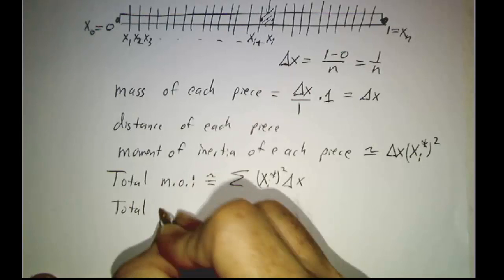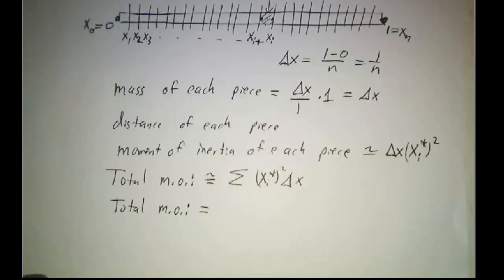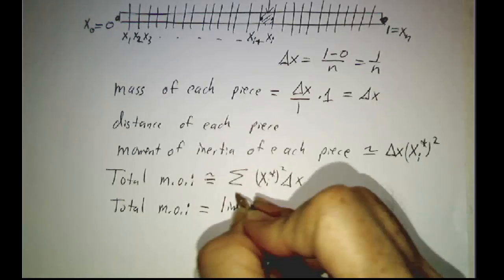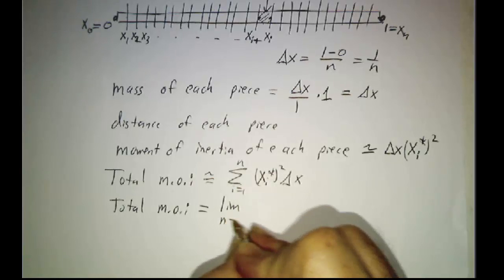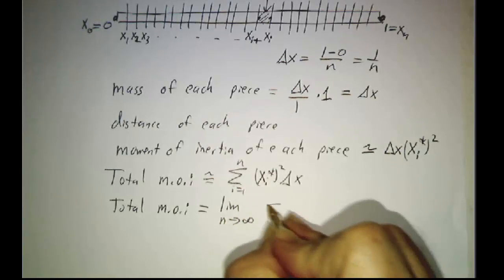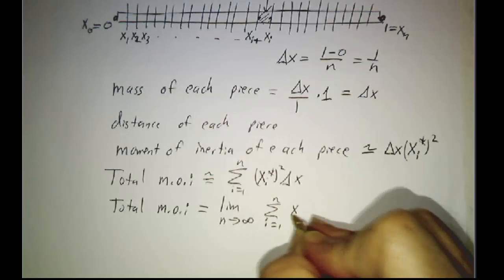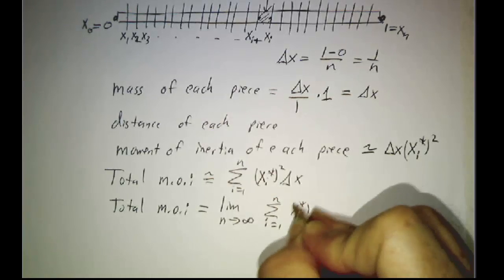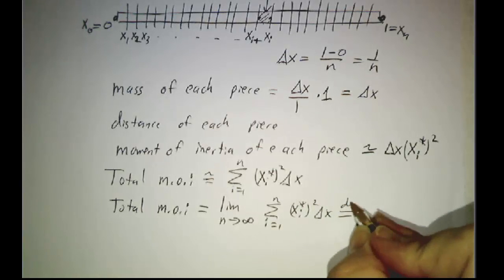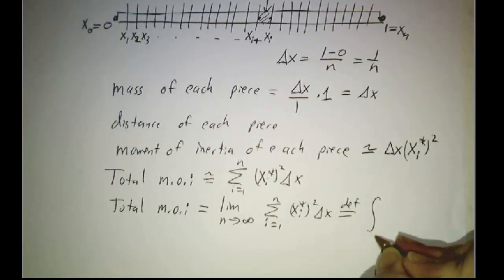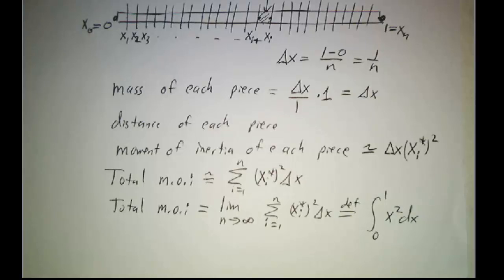And the total moment of inertia, to get it exactly right, we take a limit. The limit as you take more and more and more pieces of the sum over the pieces of xi star squared times delta x. And by definition, that is the integral from 0 to 1 of x squared dx.